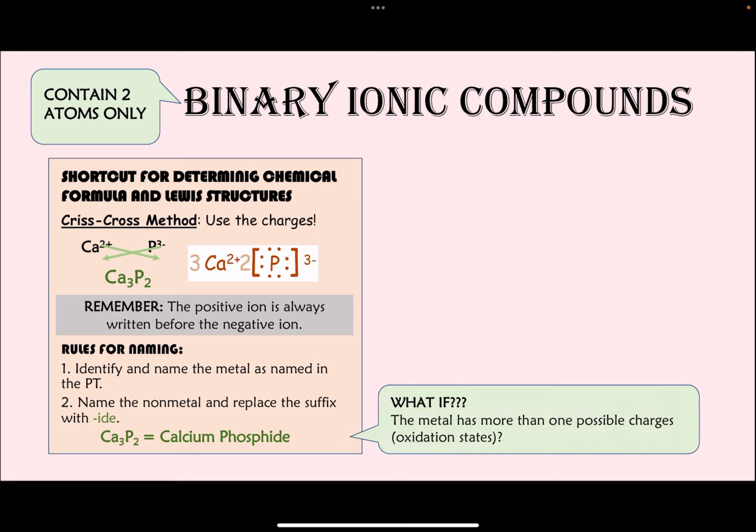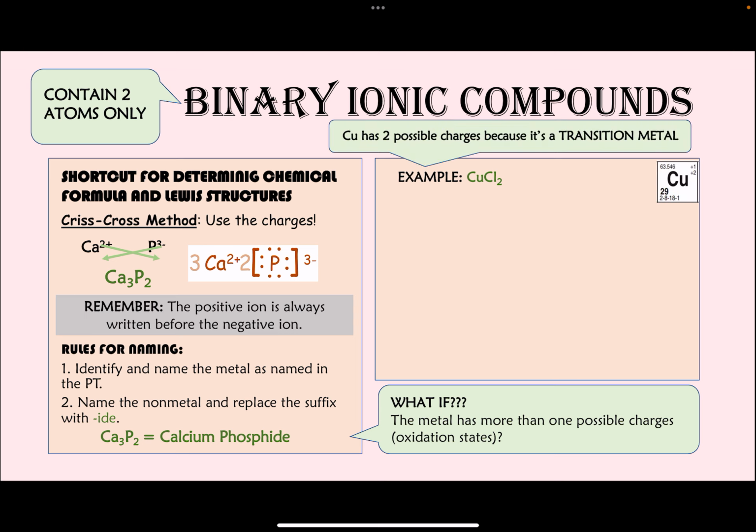Now, sometimes what can happen is our metal can have more than one possible charge. We also use the word oxidation state for that. So this normally happens whenever we have what we call the transition metals. So here's an example of that. We have copper chloride. Let's say we want to go ahead and name this, but then we figure out that copper is a transition metal. So copper can have 2 possible charges. So when we name this, it's not just going to be copper chloride, it's going to be something else.